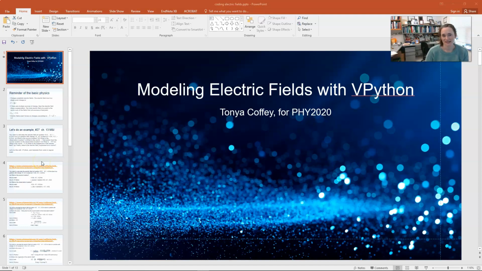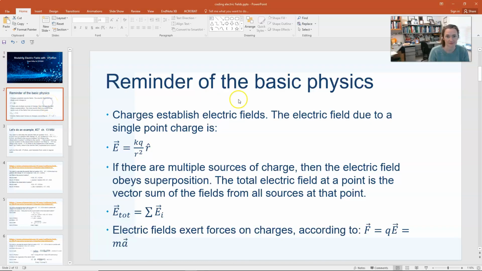Hi everybody. In today's lecture, I'd like to talk about how to create electric fields within VPython and how to model the motion of charges that are under the influence of an electric field in VPython as well. So first, before we get into all that, let me remind you of a little bit of the basic physics that we're going to be using today.